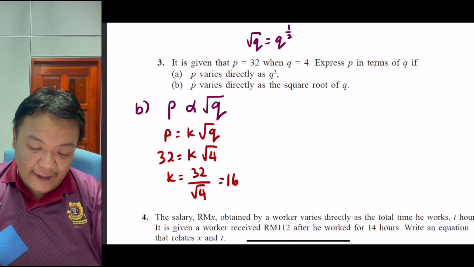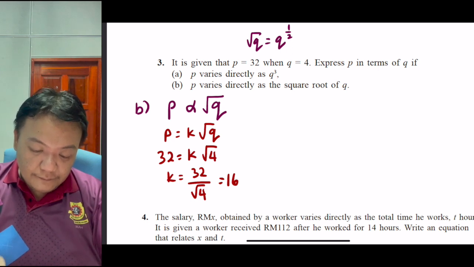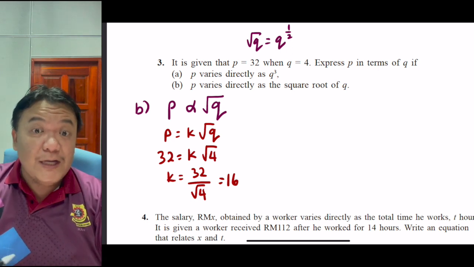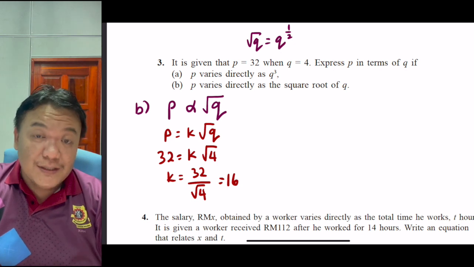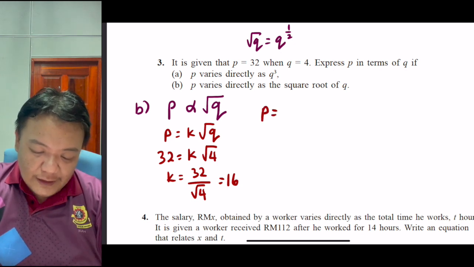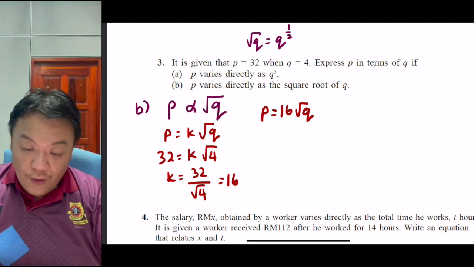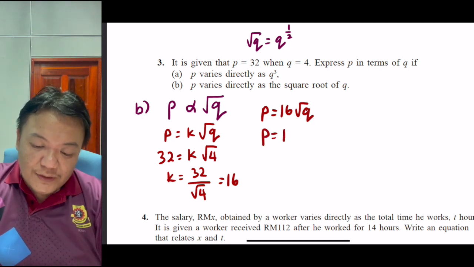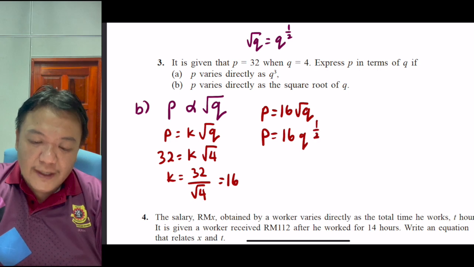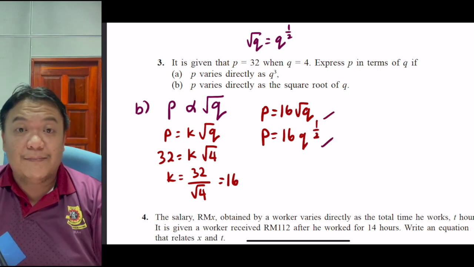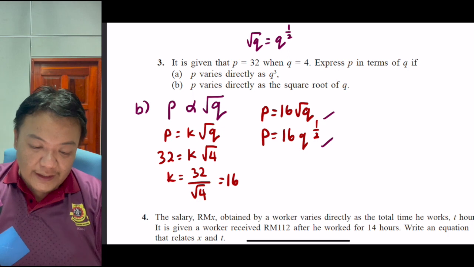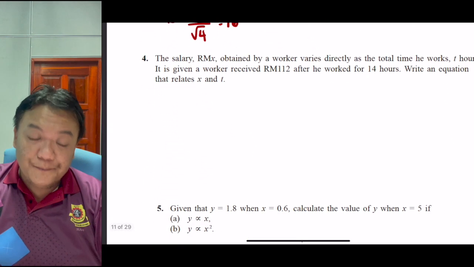And then substitute back the value of K into the equation. So we have P is equals to 16 square root of Q, or you can write it as P is equals to 16 Q power of 1 over 2. Both are accepted. Clear? Let's proceed to number 4.